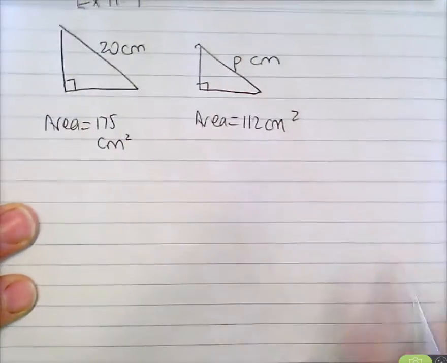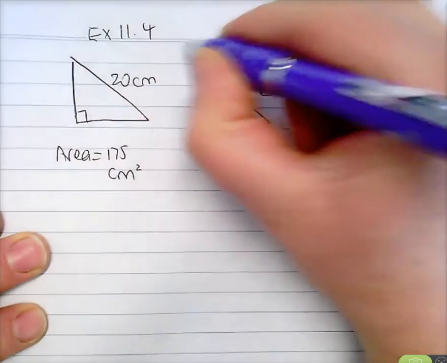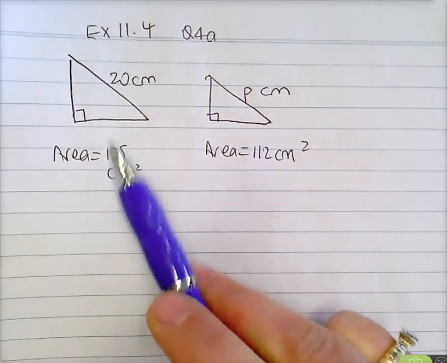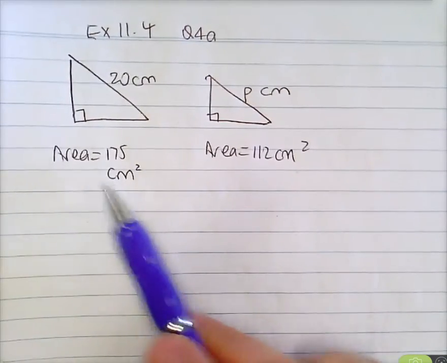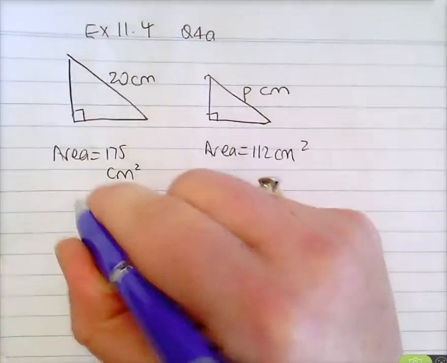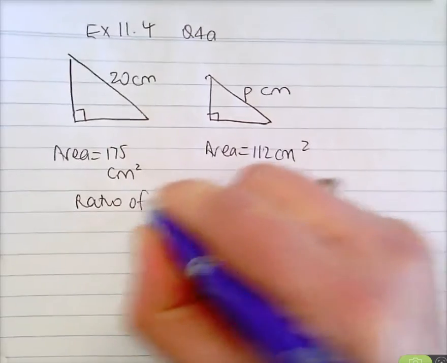These are homework problems for exercise 11.4. Question 4A is the first problem. We've got two similar triangles. The area of the large one is 175 centimetres squared. The area of the smaller one is 112 centimetres squared. So we can look at the ratio of the areas.